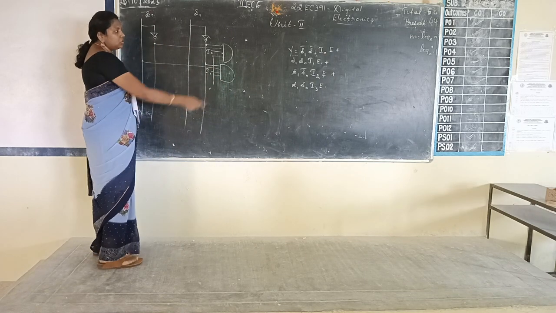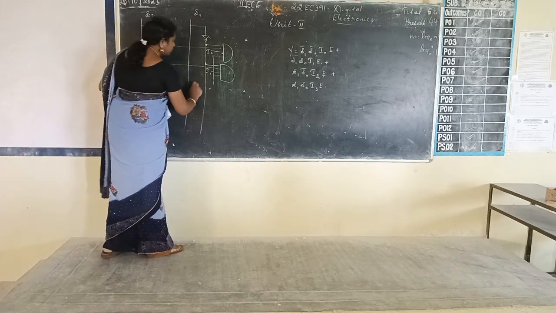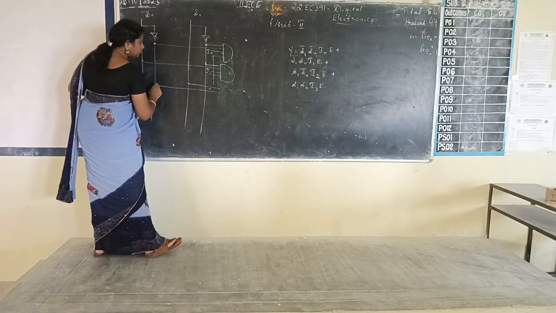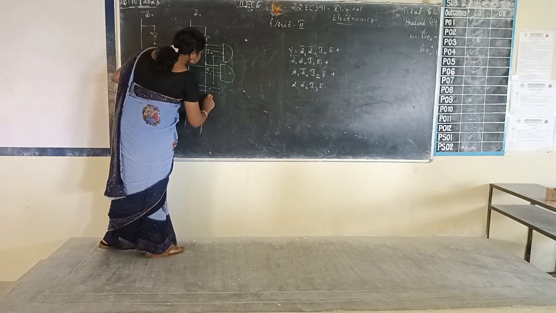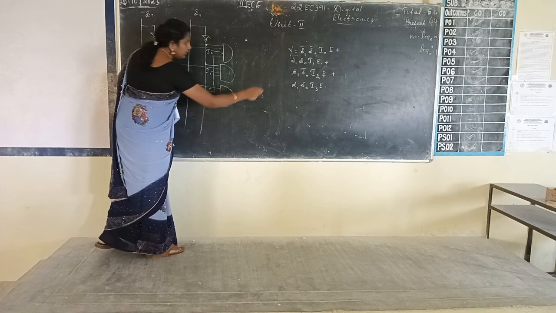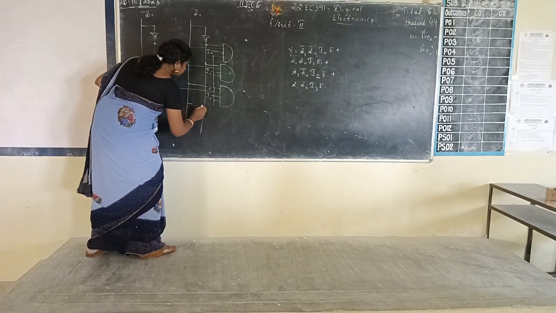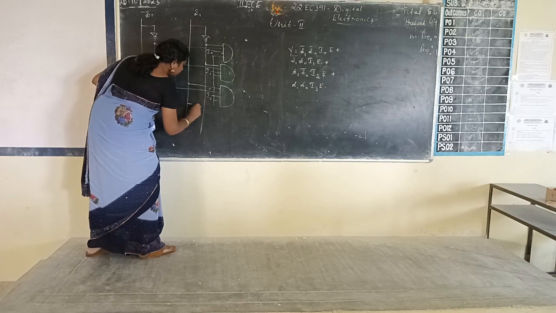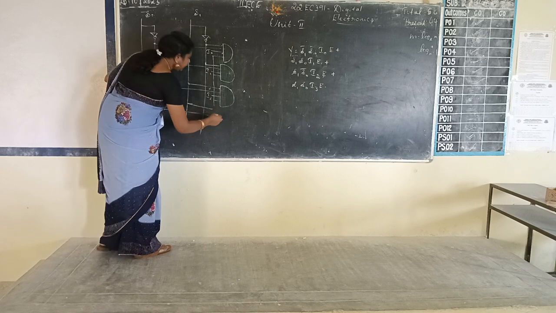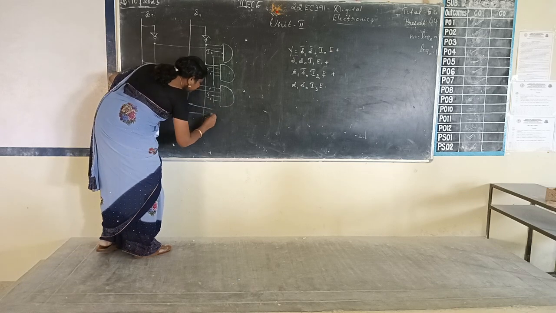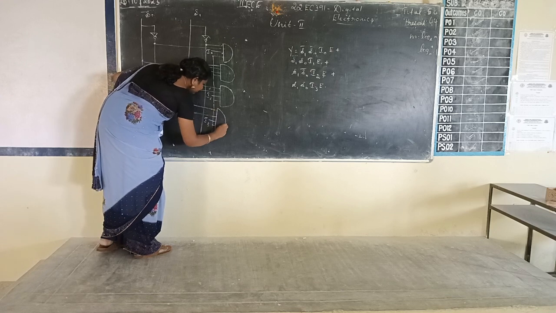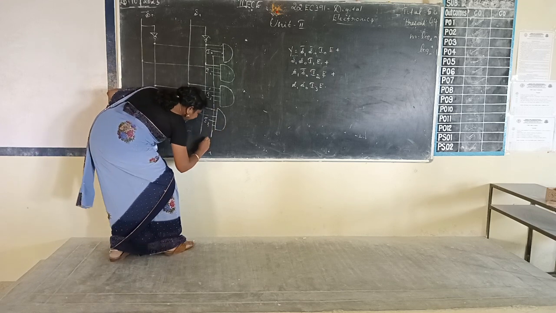Next one, S1, S0 bar, I2 into enable. Then the last one, S1, S0, I3 and enable. So this is the enable line E.